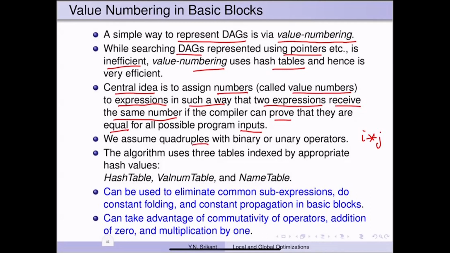So again, we assume quadruples with binary or unary operators. We use three tables. I am not going to get into too many details of how the whole thing is built, but because my pictures show you these tables, I must mention them. We call them the hash table, the value number table, and the name table. I will give you examples of this. And what is the use of value numbering? They can be used to eliminate common subexpressions. I will show you how that gets done. They can be used to do constant folding. I will show you that also. And they can be used to do constant propagation. That will also be very clear in the example. Of course, it can take advantage of operator commutativity, addition of 0, multiplication by 1, etc. All this can be done very easily.